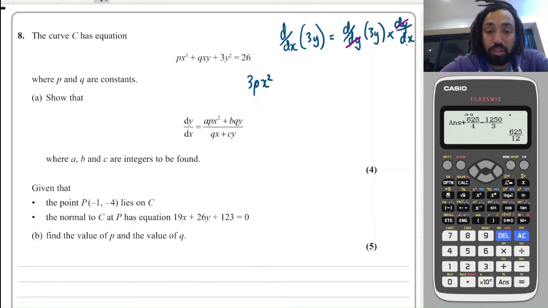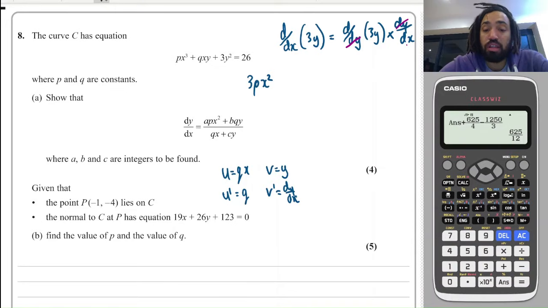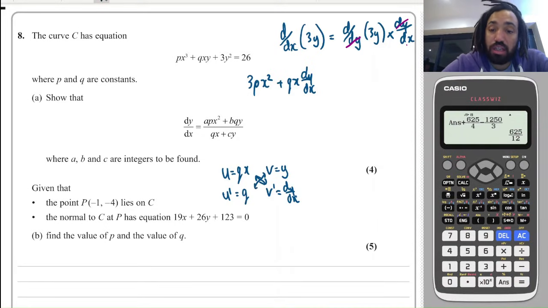So what I'm going to do is write u equals qx, and v equals y. When I differentiate this one, I get just q, and when I differentiate this, again, if I differentiate with respect to y, I get 1, but I've got to times it by dy by dx, so I get dy by dx. So the product rule tells me I've got to times across like this to get qx dy by dx, and then I need to times across like this, and I get qy plus qy.